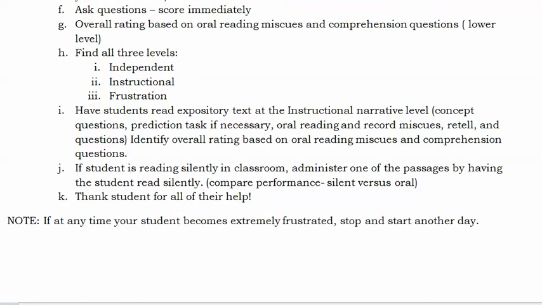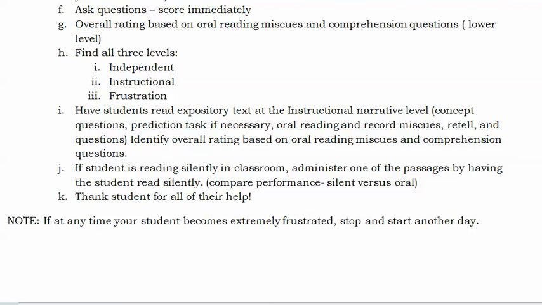Once I have found their narrative instructional level, I give that same level in an expository text. I want to know, can my students read narrative and expository on the same level? We are required with Common Core to provide 50% narrative, 50% expository text, so I need to know if I am having my students read at the appropriate level. I follow the same format: concept questions, prediction task if they score less than 55% on concept questions, which means are they familiar with the content.